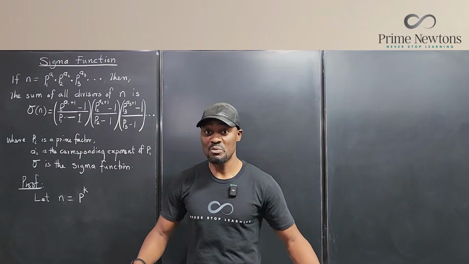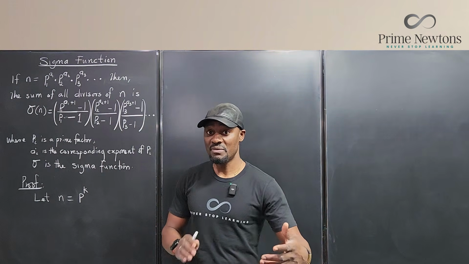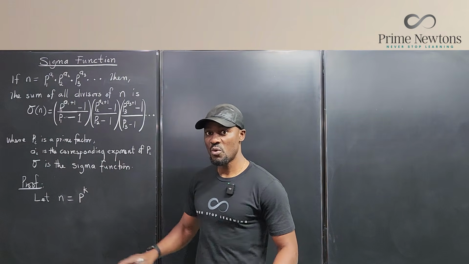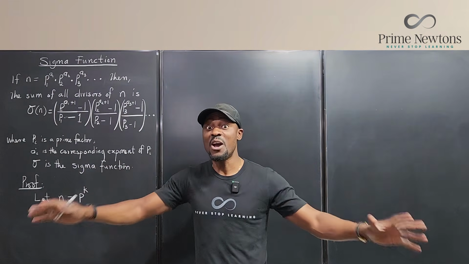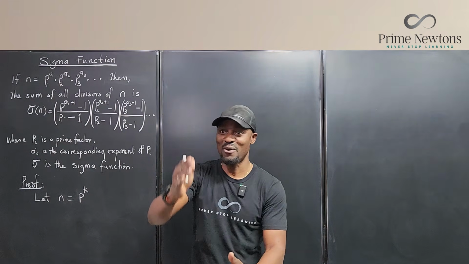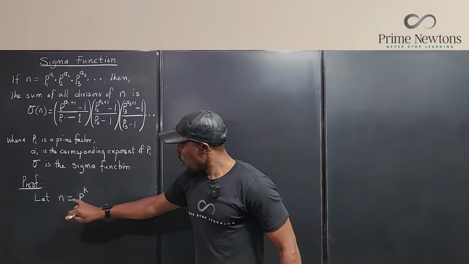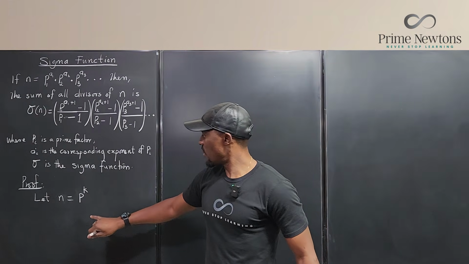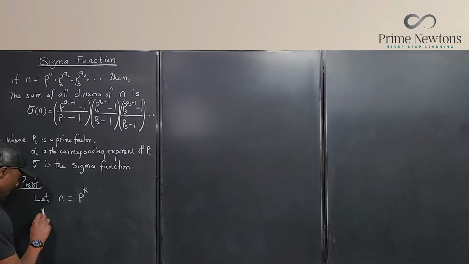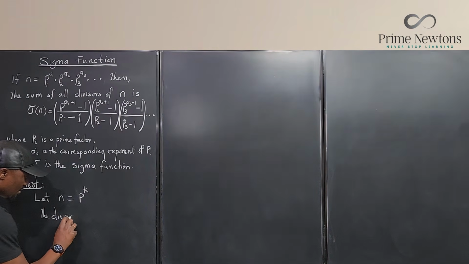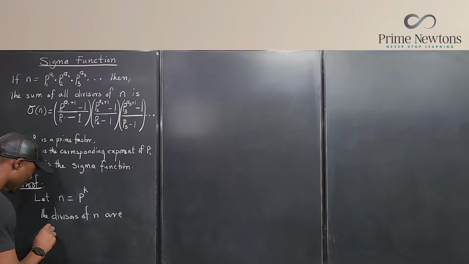Like 27 would be 3 to the third, 8 will be 2 to the third, 25 will be 5 squared. That's the kind of number we want to start with, because that's what each of these will be ultimately in any number. There's going to be a prime number raised to a power. So let's start with the skeletal case. Now see what happens. What are the divisors of this number? Well, we know 1 always divides it. So the divisors of n are, let's make a list. The first number is 1.